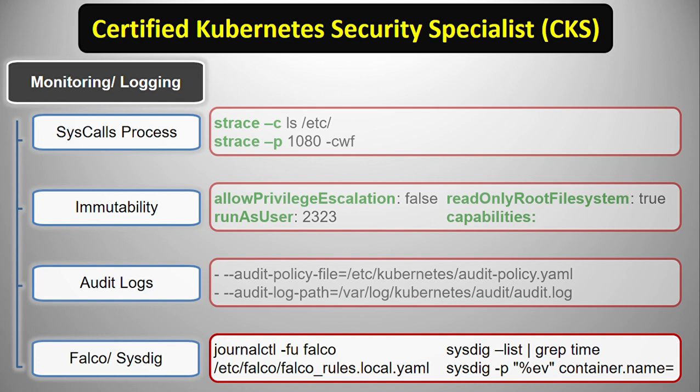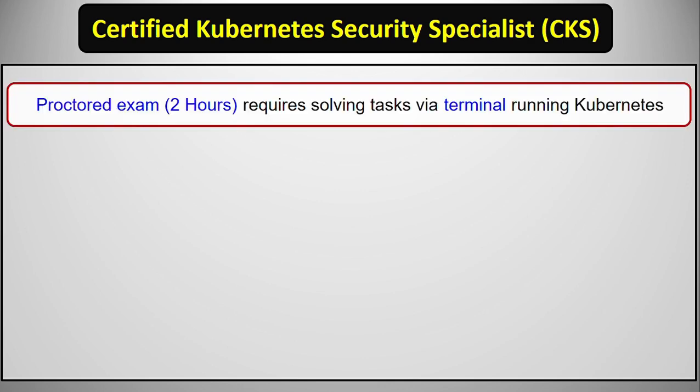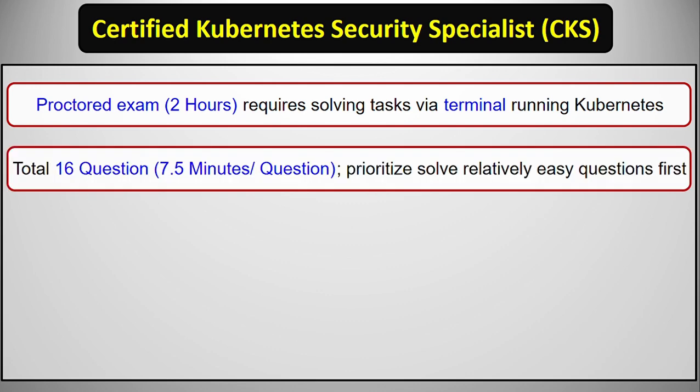In the end, some suggestions during the exam. CKS is a 2-hour proctored exam that requires solving tasks via a terminal running Kubernetes. There are a total of 16 questions, which means we have 7.5 minutes per question. It is therefore important to prioritize questions and solve relatively easy questions first. Keep in mind the context. Questions solved under different contexts will bear no credit.